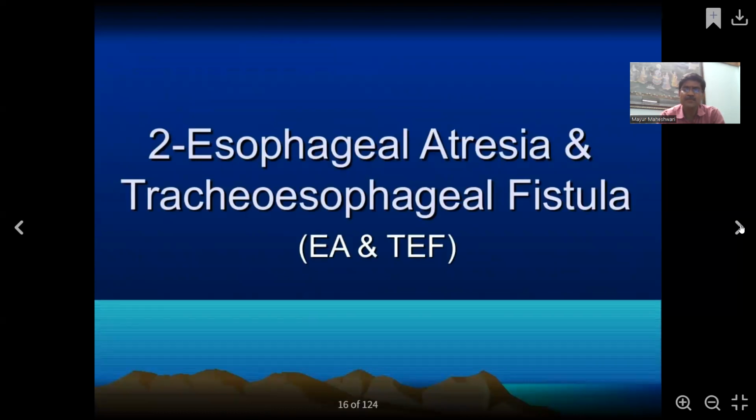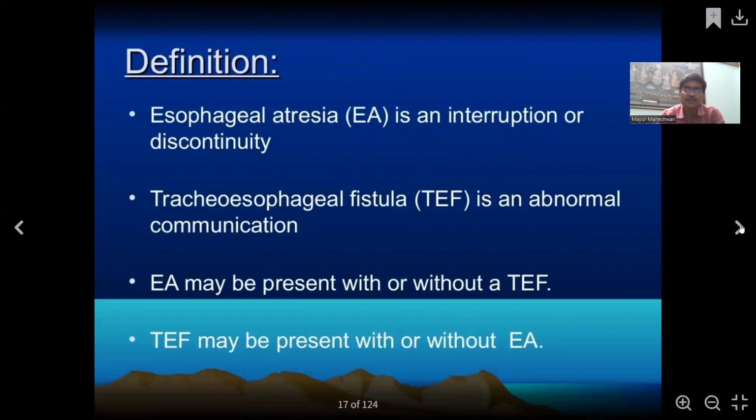Esophageal atresia and TE fistula is the next common problem. The definition of esophageal atresia is a discontinuity in the continuity of the esophagus. TE fistula is an abnormal communication of the lower end or the upper end of the esophagus, which opens into the trachea. Esophageal atresia may present with or without a tracheoesophageal fistula, and TEF may present with or without esophageal atresia also.